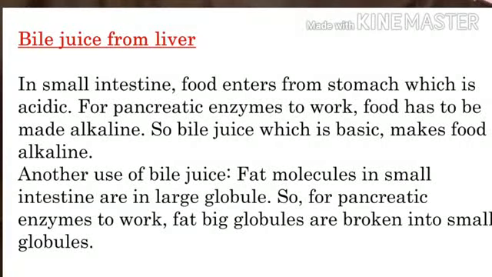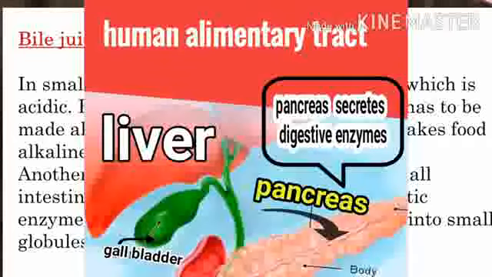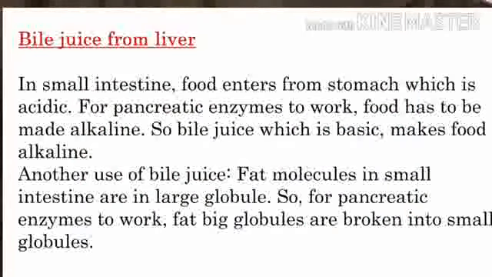Okay, now the role of the different organs also comes in. We see the bile juice. Bile juice is secreted in the small intestine. Okay, so food from the stomach is highly acidic. Now for the enzymes of the pancreas to work, the food has to be made alkaline. So here the role of bile juice comes. Bile juice makes the food alkaline so that the pancreatic enzymes work very well.